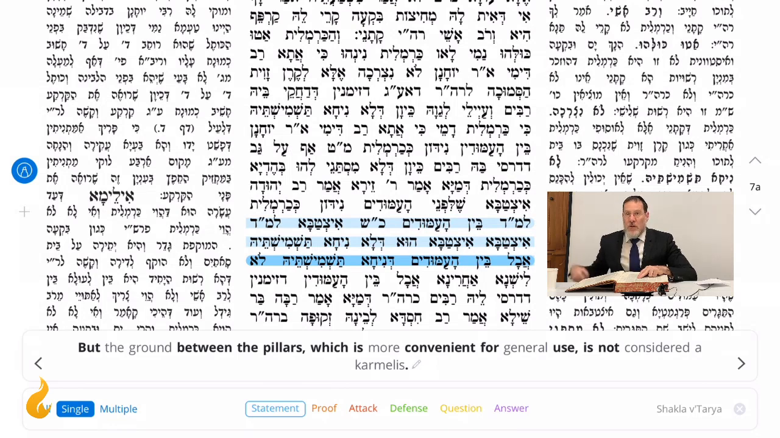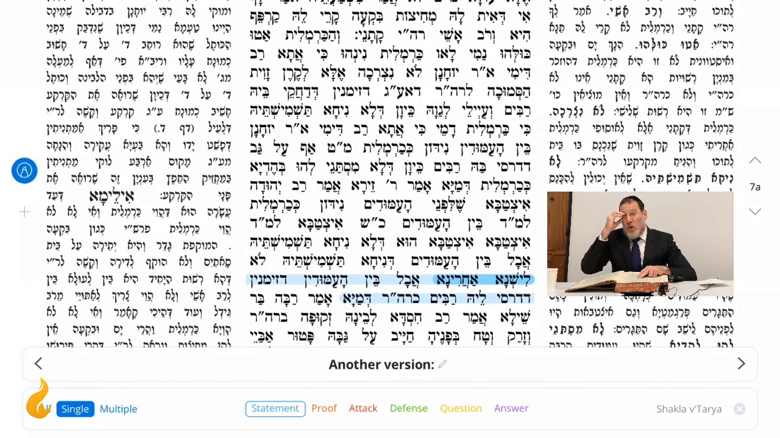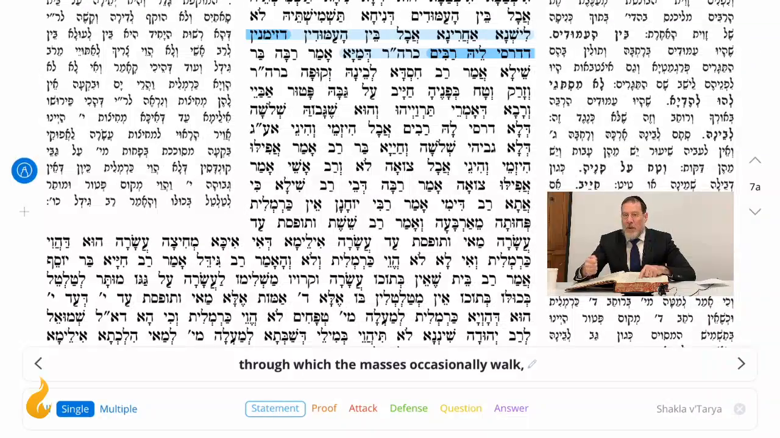Lishna achrina, another version. We're going to learn the content, the conclusion will be the same, but the reasoning will be different. But between the pillars, here are the words: since people de facto do walk in between the pillars. Now, why did they walk in between the pillars? Because it's not that inconvenient. But the first lashon is emphasizing the theory, since it is inconvenient. The second lashon is emphasizing the actual, since people walk there, therefore it's like a Reshus Harabim.